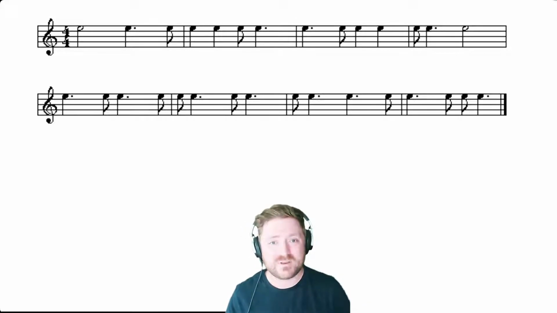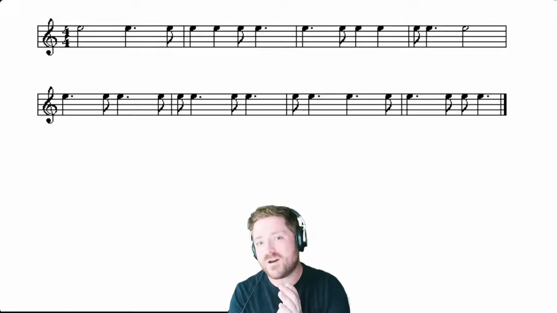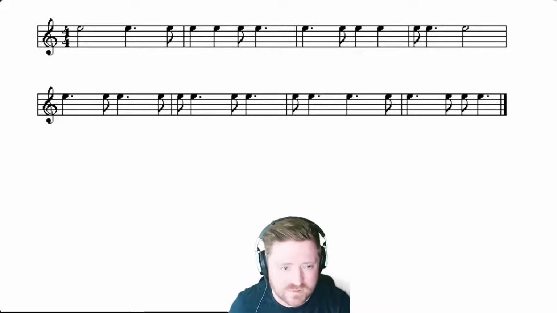So let's have a look at it. Let's look at the first bar. We hold for 2 beats. We then hold for a beat and a half and put the quaver in. Okay, let's give it a go. Let's clap all the way through and we'll do it twice.